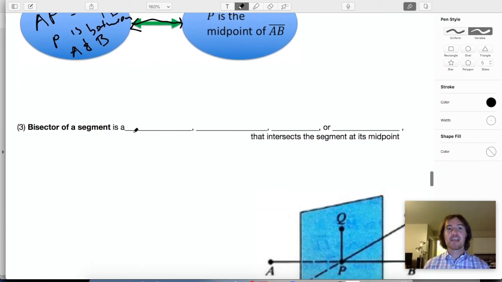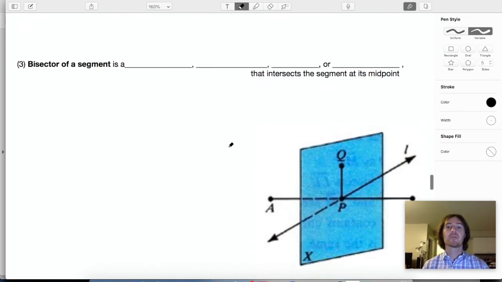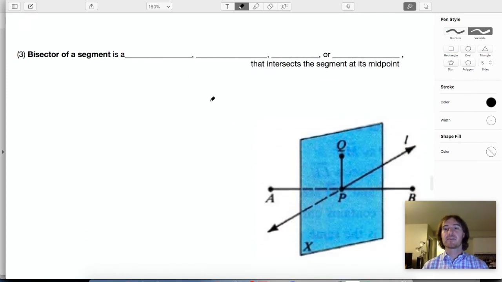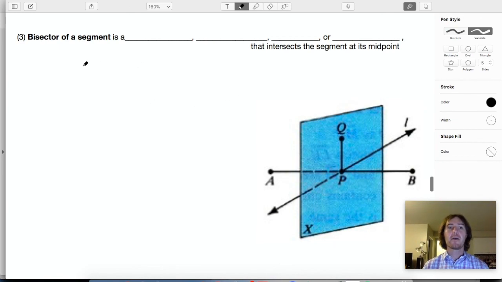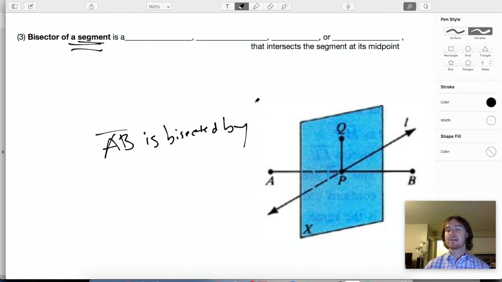Okay, bisector of a segment. Let's take a look at this diagram to help us think about what a bisector of a segment is. In this diagram, how many segments are really shown? Well, we have segment PB, segment PA, and segment QP. The only segment that appears to be getting bisected potentially is segment AB. So segment AB is bisected by, what do we think bisects segment AB?